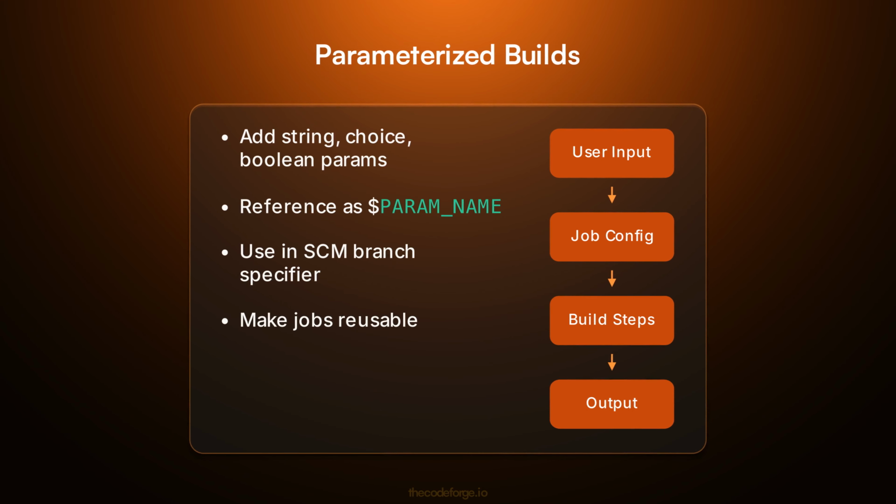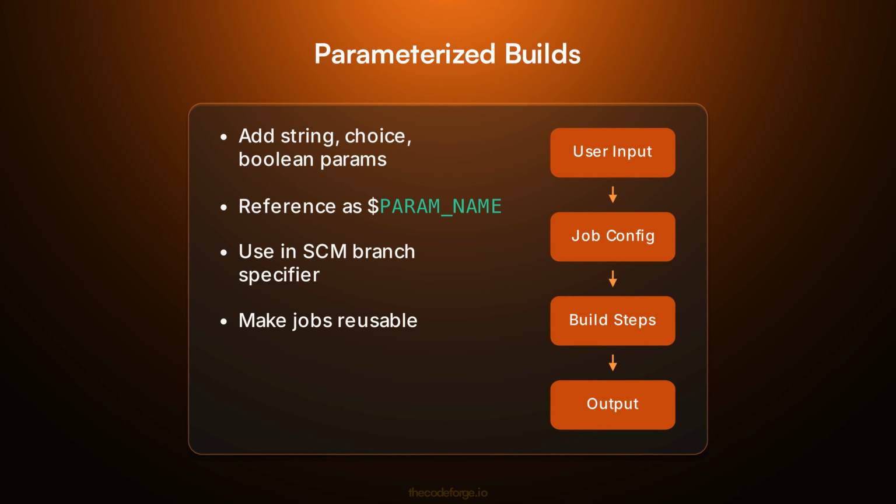Parameterized builds allow you to pass variables at runtime. Add parameters like branch or environment. Reference them in build steps and SCM. This makes one job reusable for many scenarios.